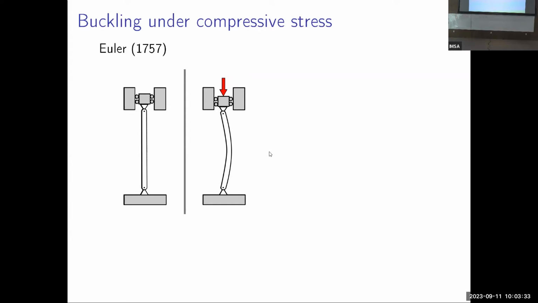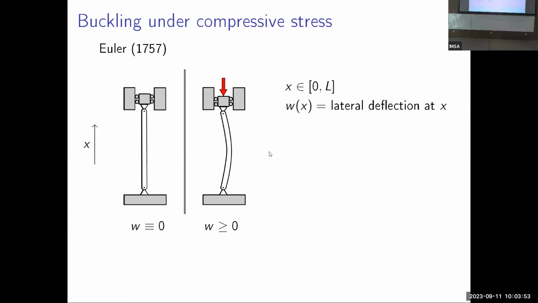So you have a metal bar and you put some load at the endpoints. L is the length of the bar. The x-axis is vertical. The lateral deflection of the bar is the graphical function W of x, depending on x. And this is the configuration for W equals 0 on the left. And on the right, you see a picture where W is positive. Okay.